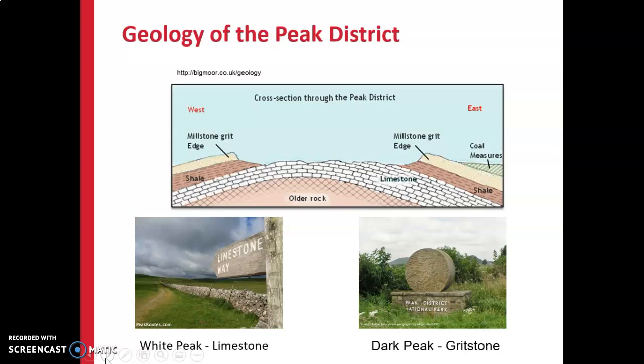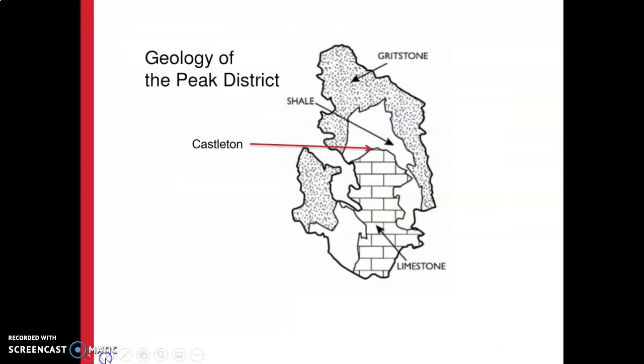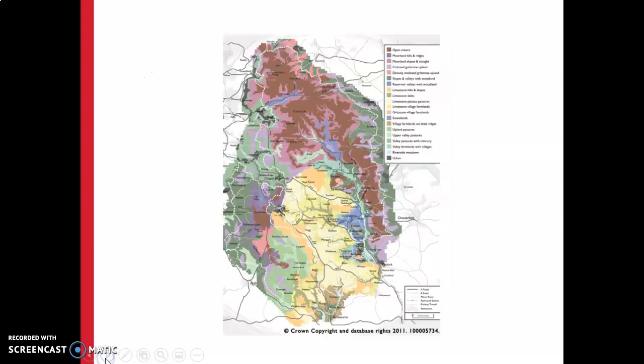The White Peak is the limestone area, the central part. The Dark Peak is the horseshoe of gritstones and shales which go around the top part of the Peak District, and Castleton's right on the border of the White and Dark Peak, so we see both geologies.